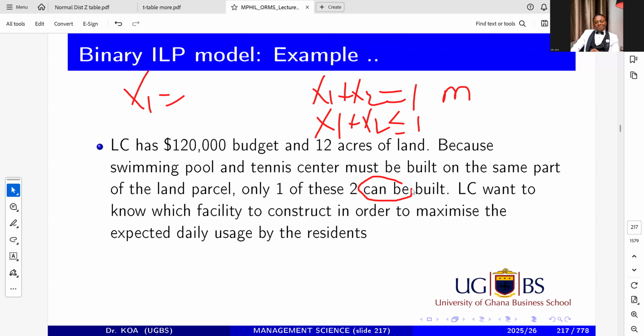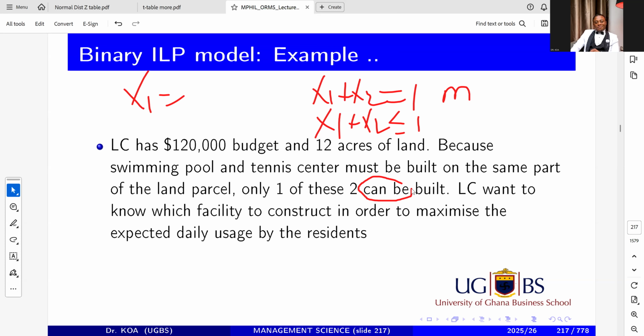It must be built means presence. It must not be built means absence. And presence is equal to 1. Yes. And besides, he was talking about the two of them anyway. He says because swimming pool and tennis must be built. So swimming pool is X1, tennis is X2. What this must be built means is that one of them can be built, but not both of them. You agree with that? Yes.